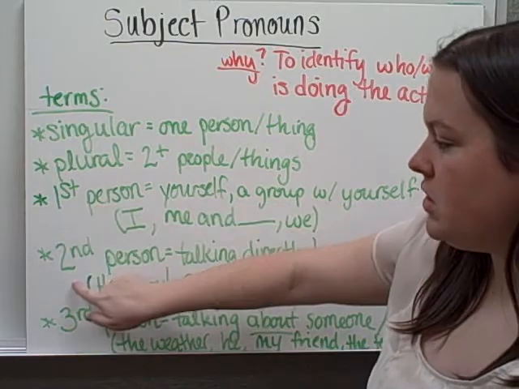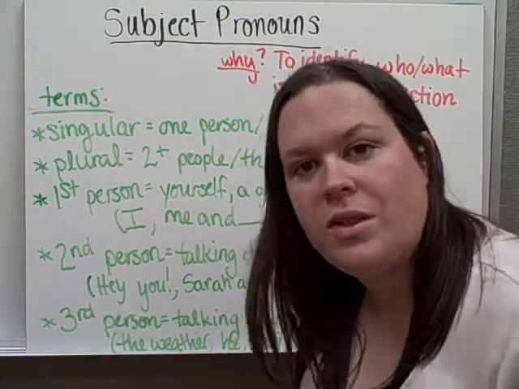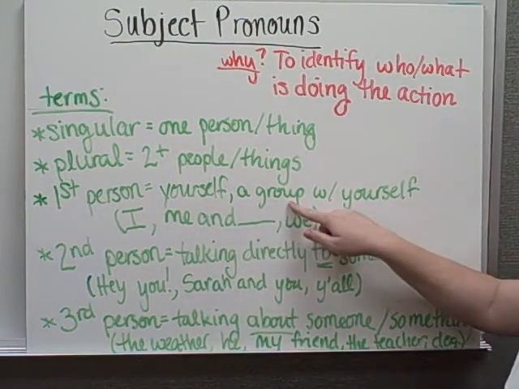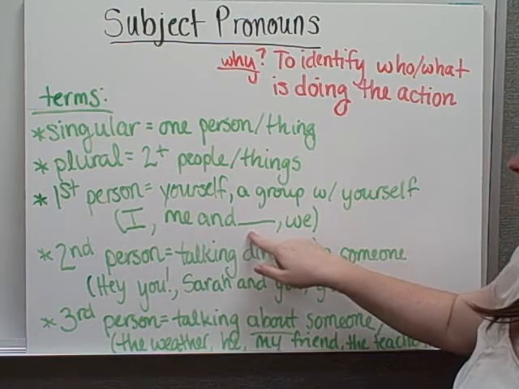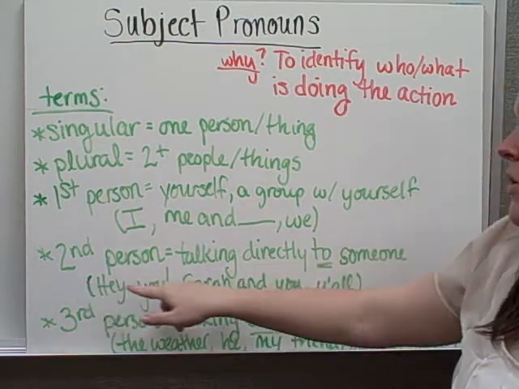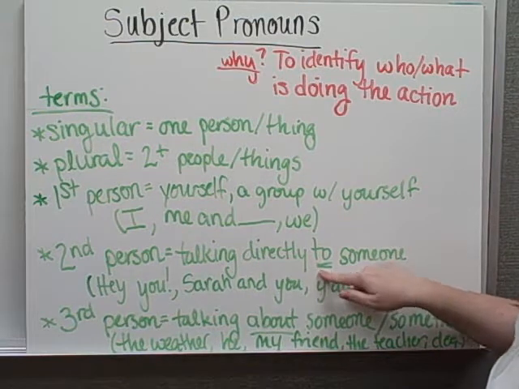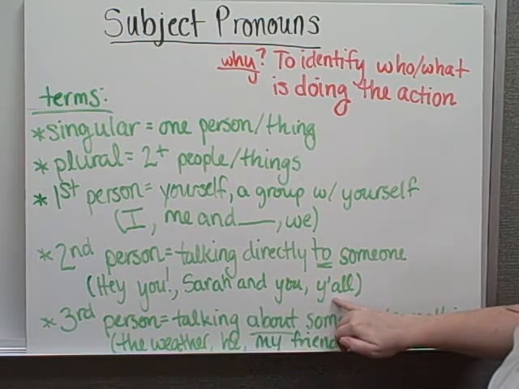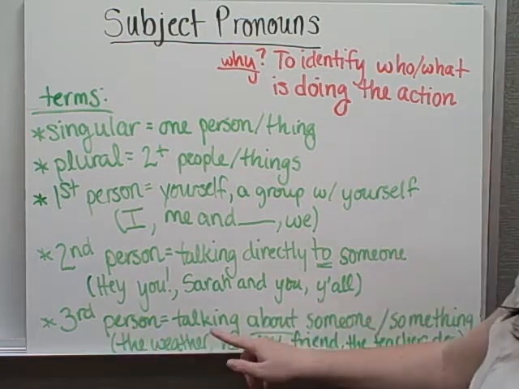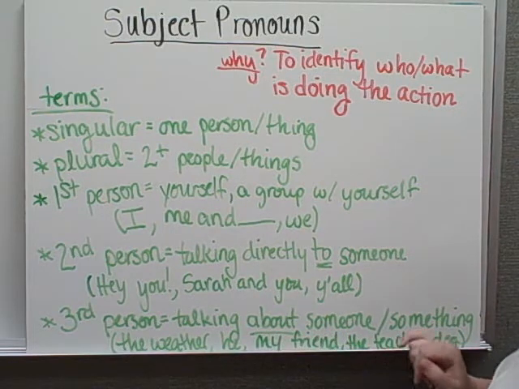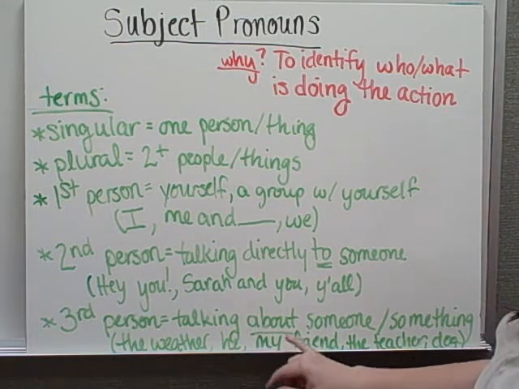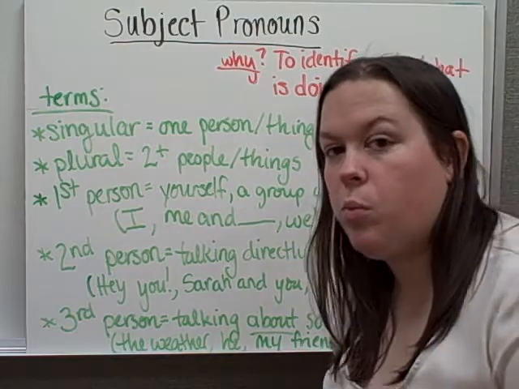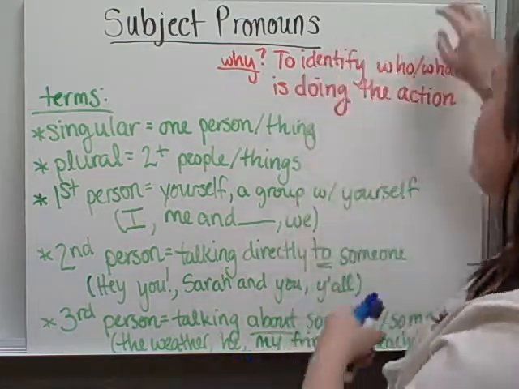Now you can talk in first, second, or third person. Here's what they mean. First person is when you're talking about yourself, or yourself and a group of other people. So I, me and this person, or we. Second person is when you're talking directly to someone, as in you and Sarah, or you all, or y'all. Third person is when you're talking about someone or something. So you could be talking about the boy, my friend, the weather, teacher, dog, any person or thing that you're talking about.